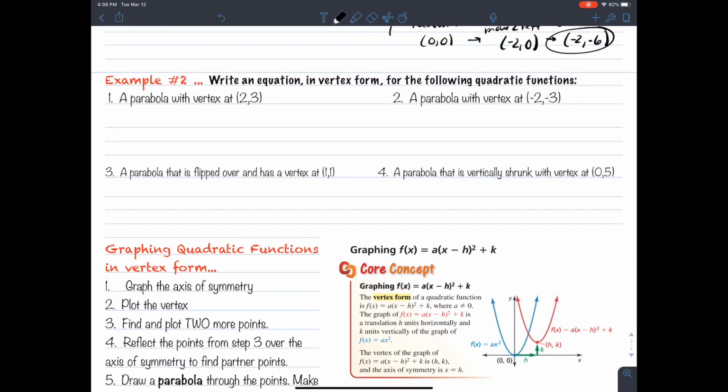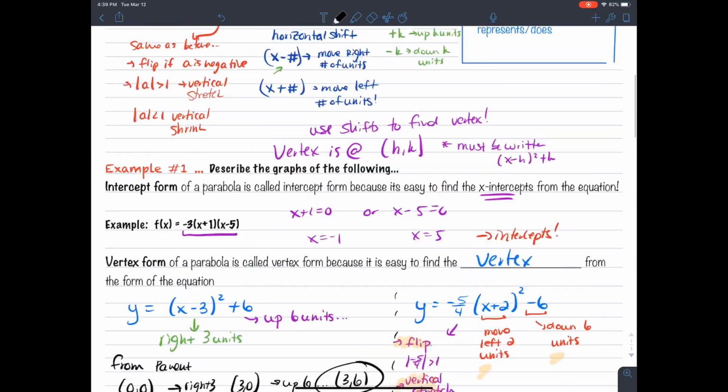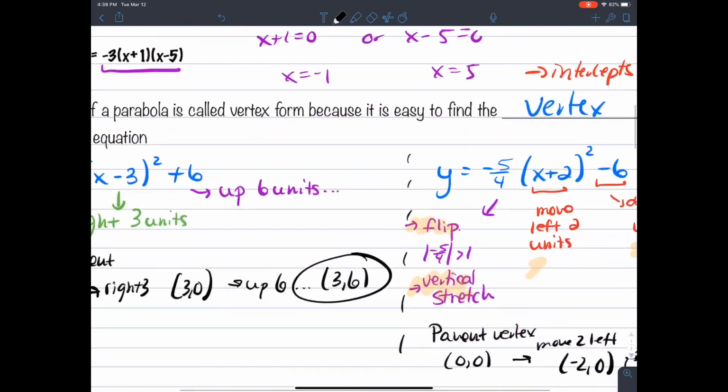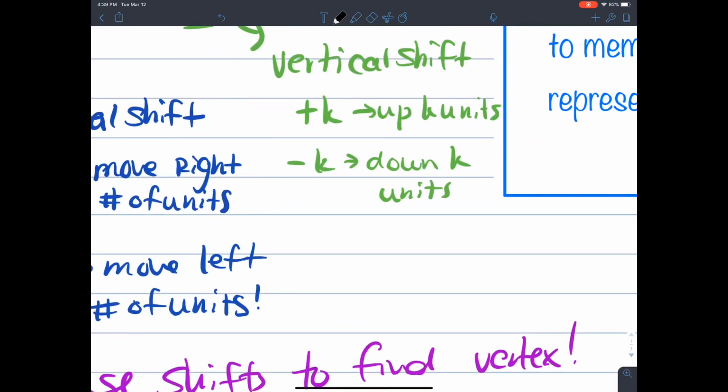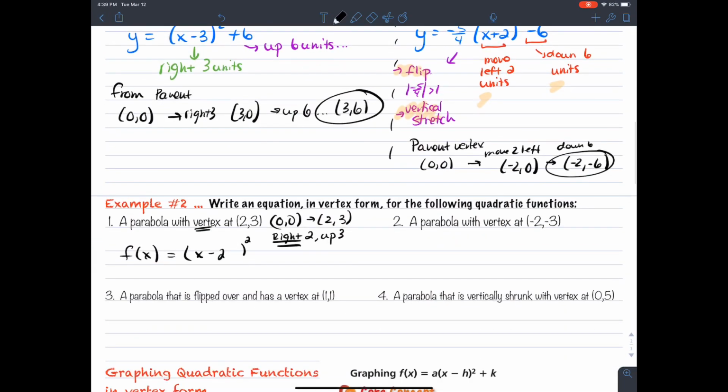If you want to think about writing an equation with a certain vertex, what we can see here is it's no longer at (0, 0). This vertex moved right 2 units and then up 3. If I started at (0, 0), I moved right 2 and up 3. So in my equation, if I want to move to the right a number, we know that moving to the right is actually subtracting that number. So if I want to move to the right 2, I would subtract 2, and then I have to square it. And up 3, if I want to move up, that is a positive number. So (x - 2)² + 3.